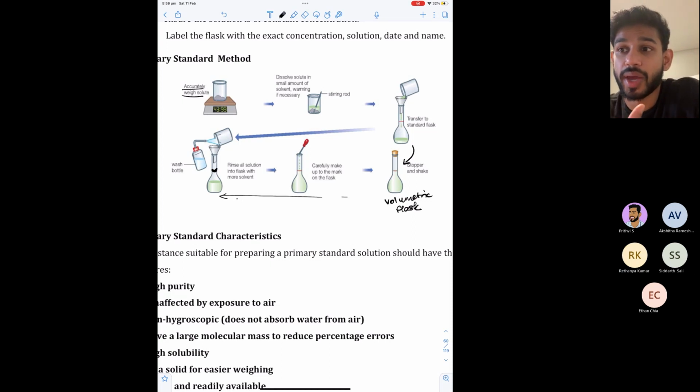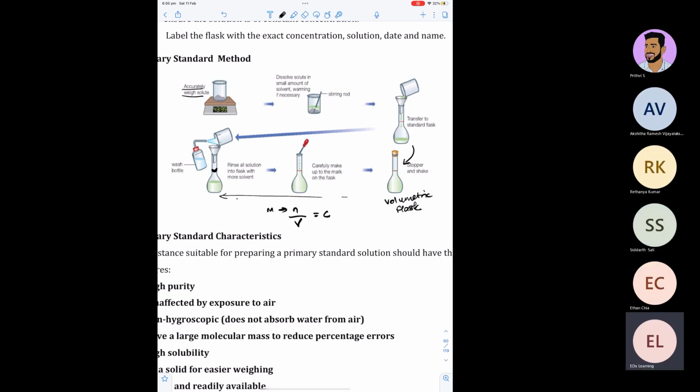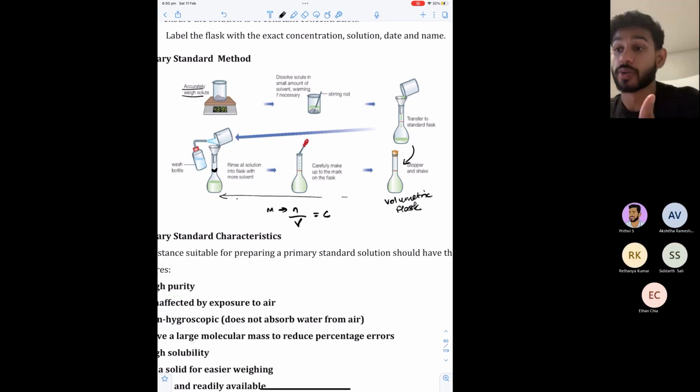You're accurately weighing a mass. You're adding solution until you have a very accurate volume of solution. And now if you have an accurate mass, you can find the number of moles from that mass. You can divide by the accurate volume you transferred, and then you'll get a concentration. When you make a standard solution from scratch, it's called a primary standard.